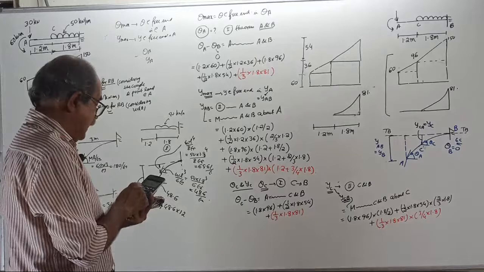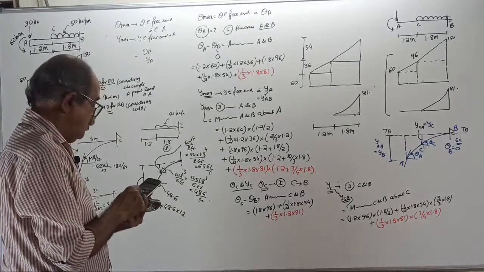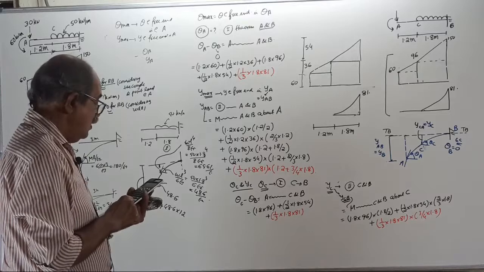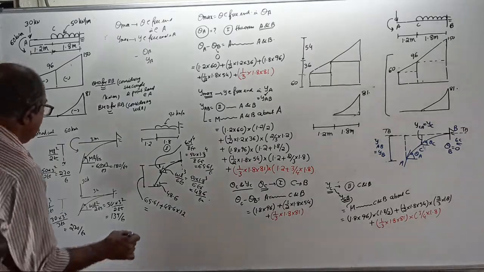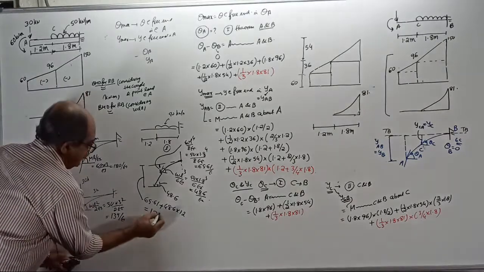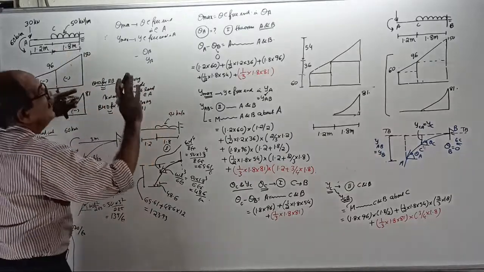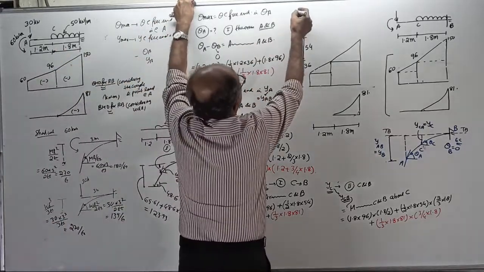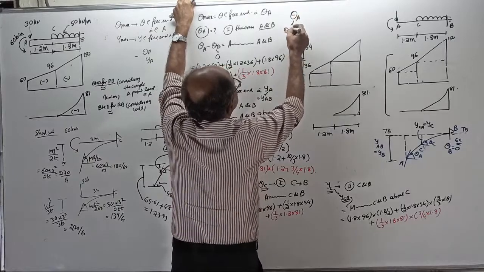50 into 1.8 power 4. I'll calculate 1.8 power 4. Okay, 123.93. Therefore, if everything is correct for this question, your theta A, that is going to be theta max, is going to be, tell the answer, how much?